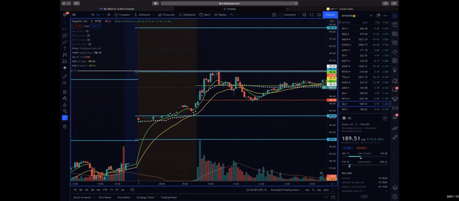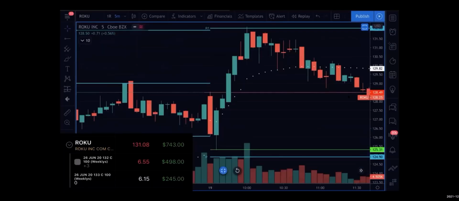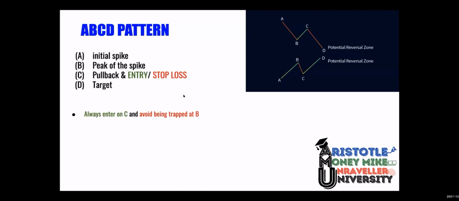Now let's go into our last strategy today, and that is the ABCD. You guys learned Fibonacci with Unraveler, and honestly, some people use this in confluence with the ABCD, but let's go over it, right? So you have the ABCD pattern. A is the initial spike. B is the peak of the spike, so you never want to enter on B. And then the pullback is the entry and stop loss. And then D for targets.